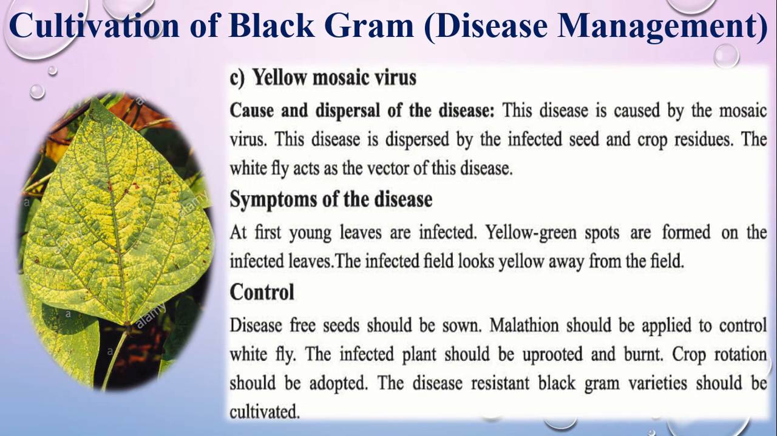That means every season, plant different crops, not the same crops, and the disease resistant black gram variety should be cultivated.